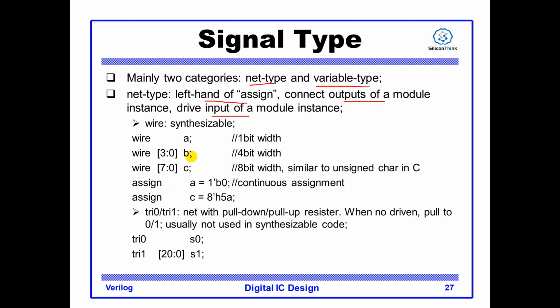If you want to declare a wire with multiple bits, you have to use this symbol. Then write the first bit index and the least significant bit index here. So this will define a signal B with 4-bit width. This will be defining a signal C with 8-bit width. The upper index is 7 and the lower index is 0.